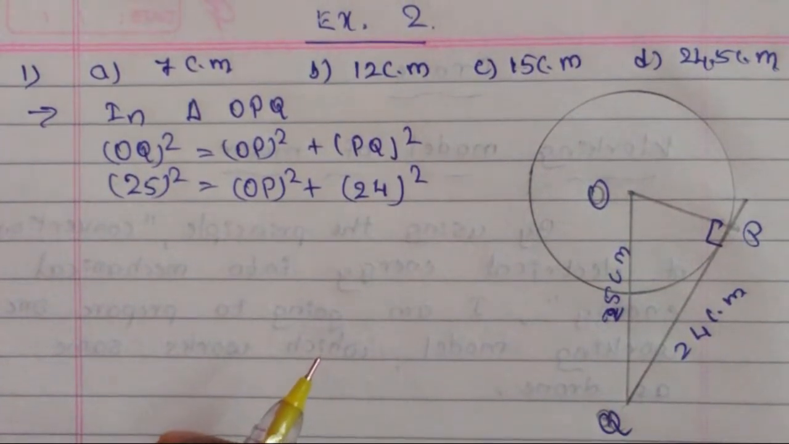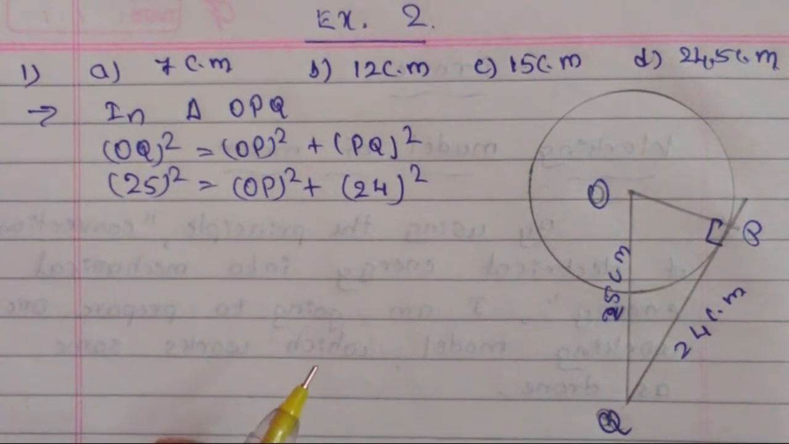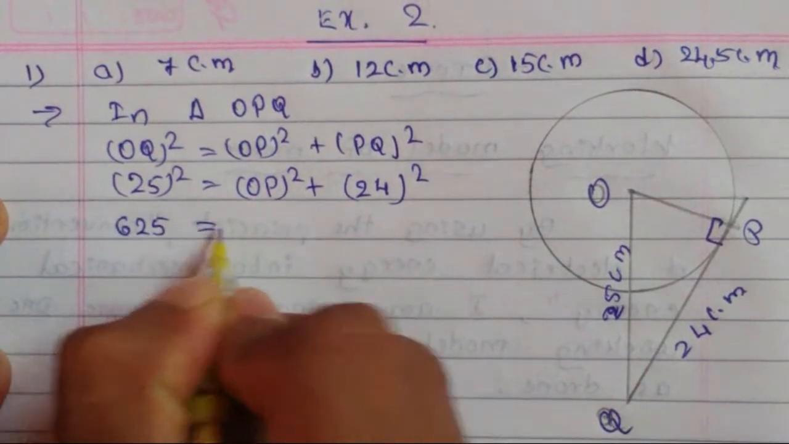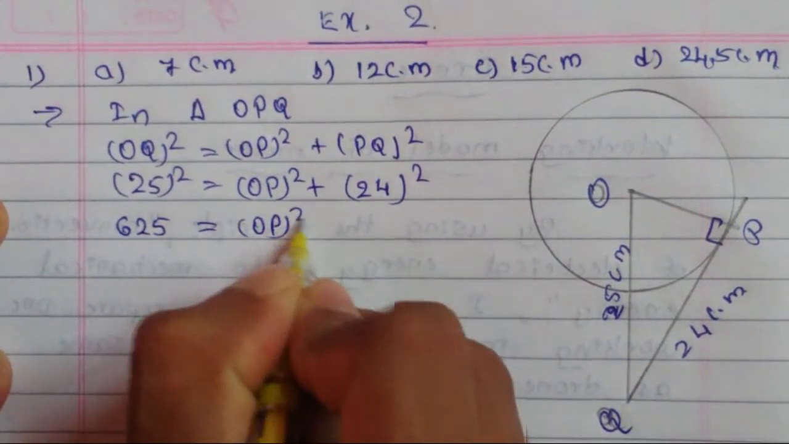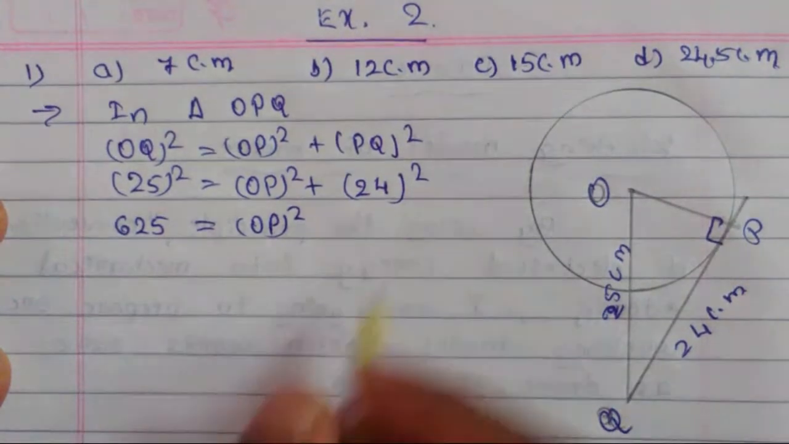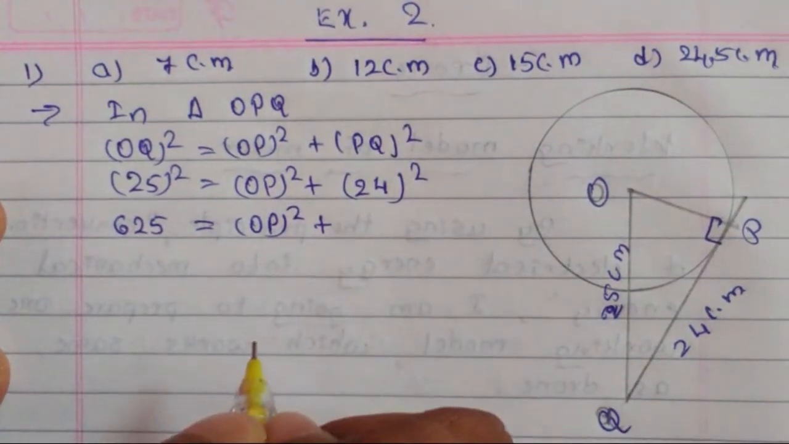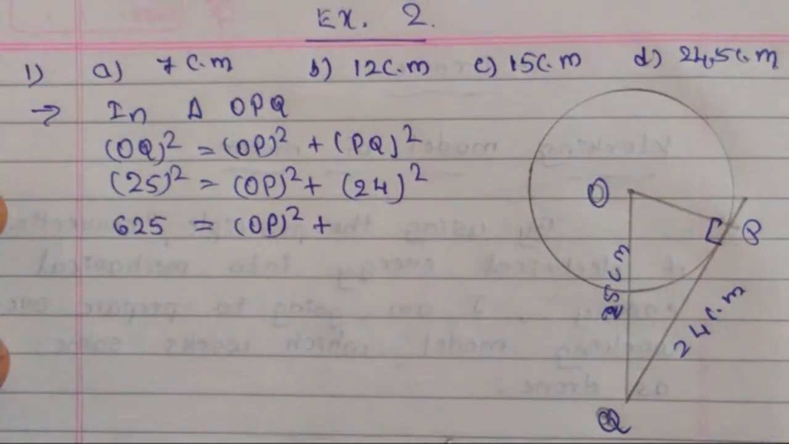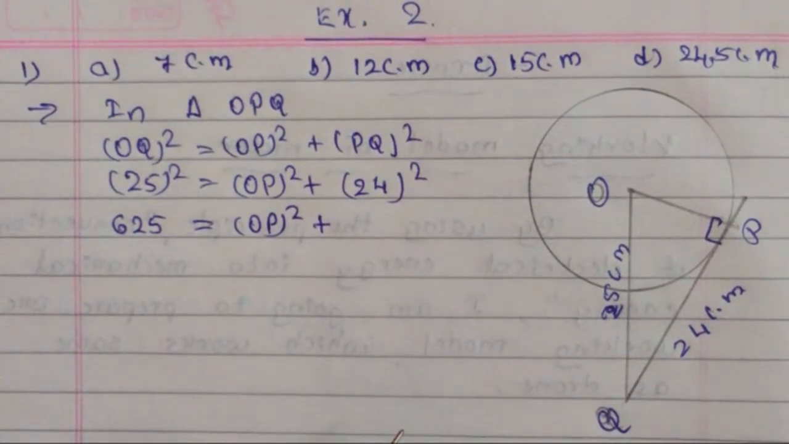Uday Kumar, Nagraj, Pavan give the answer as 625. Any other answers? Yes, everyone's answer is right, that is 625. That is equal to OP, again unknown, we will write OP square as it is, plus 24 square. What is the value of 24 square? 24 square means 24 into 24.